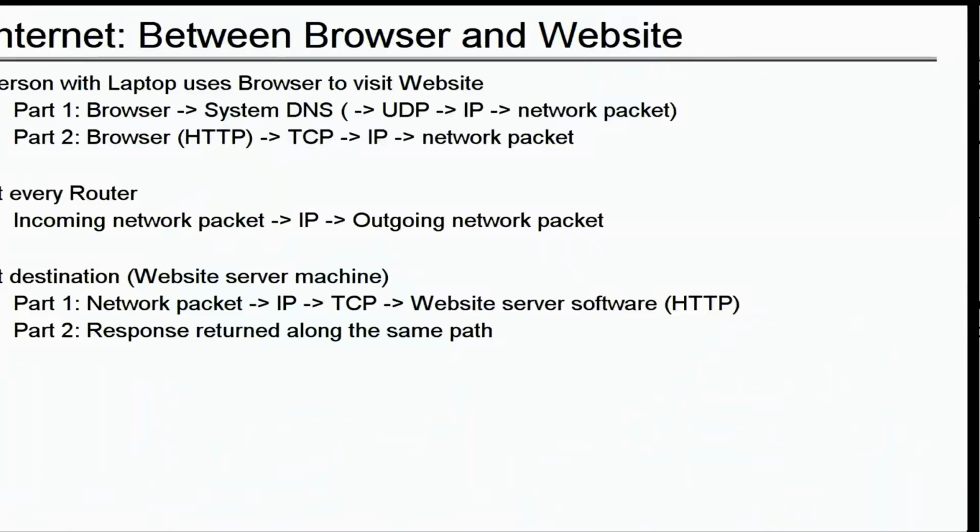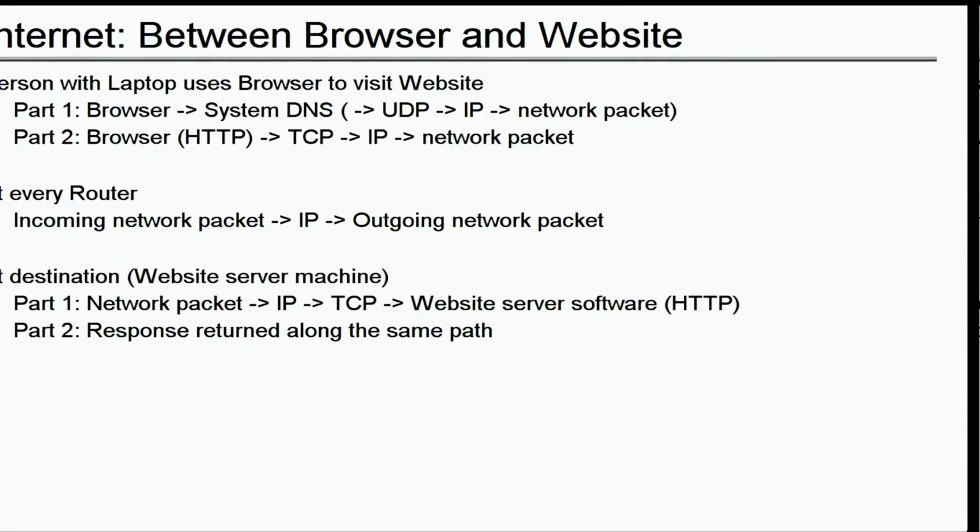I think that's good. So let's look at what happens between the browser and a website. So we have a person using a laptop, and they have a browser, and they type in a web address, events.ccc.de, for example, to read the latest blog post about Congress. So then the browser really does two different things to show this page. First of all, it has to ask for the way to reach this website that we want to reach.